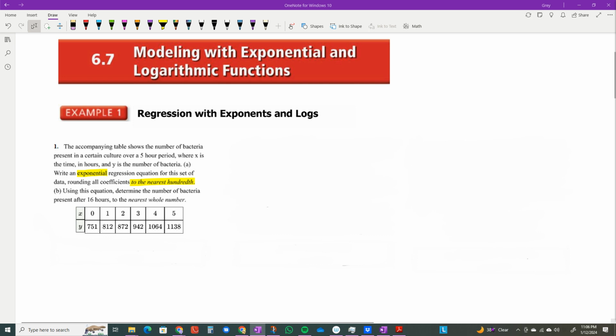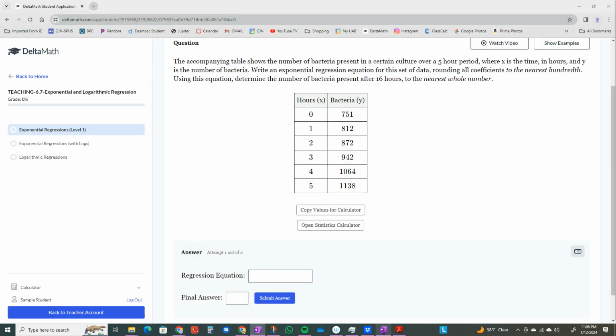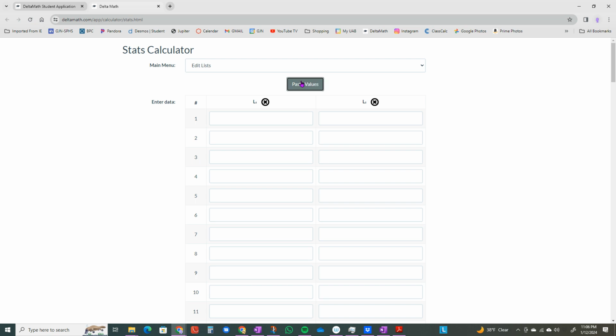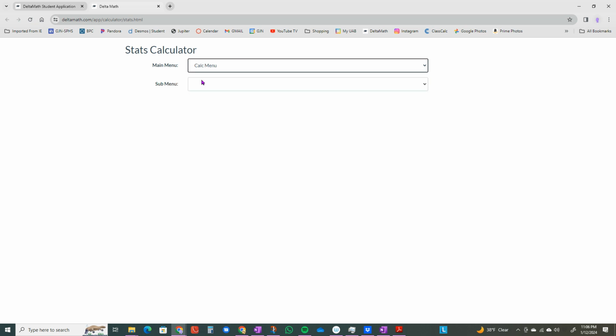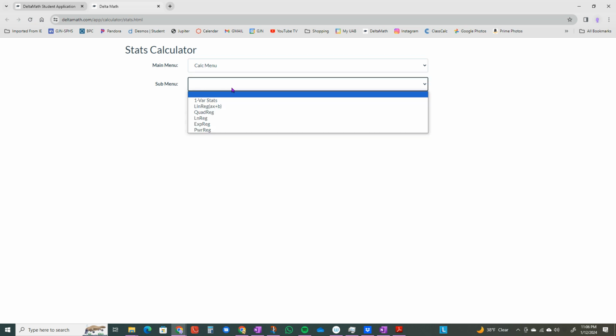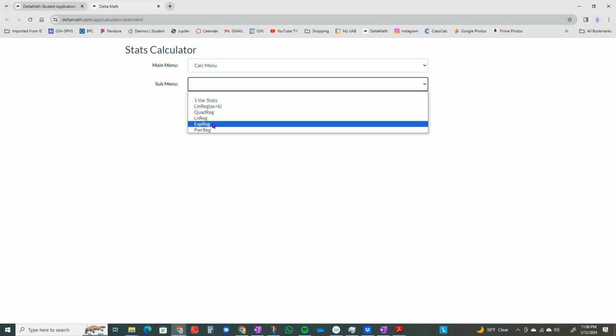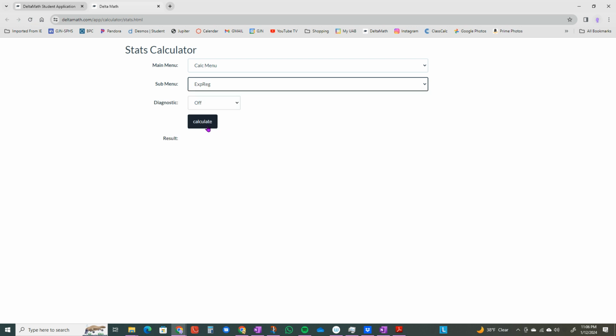So let's go figure out if I know where it is. Right here. This is that same problem I just read to you. Okay, exponential regression. You know what to do. You copy the values. You open the statistics calculator. You paste the values. Then you're going to go to the calc menu. What's different is you've got to choose the right equation. So what are we doing? We are doing exponential reg. You don't need the diagnostics on, so calculate it.